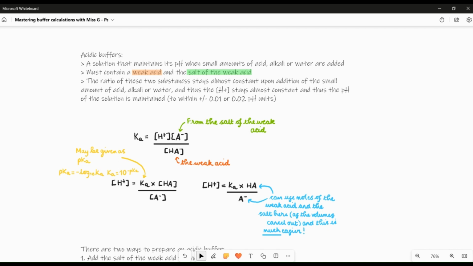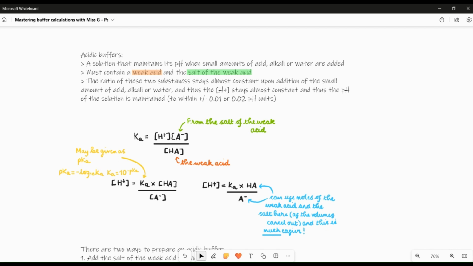So to be a buffer, we have to have a weak acid and the salt of the weak acid present in our solution. And throughout this video, I'm going to use orange as the colour for my weak acid, and I'm going to use green as the colour for the salt of the weak acid. And you have to have both of those things. You can't have one or the other only, and there can't be anything else in the solution either.